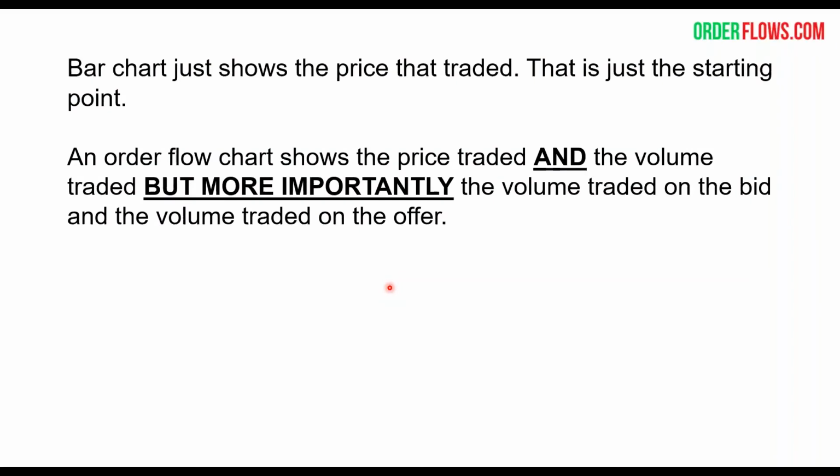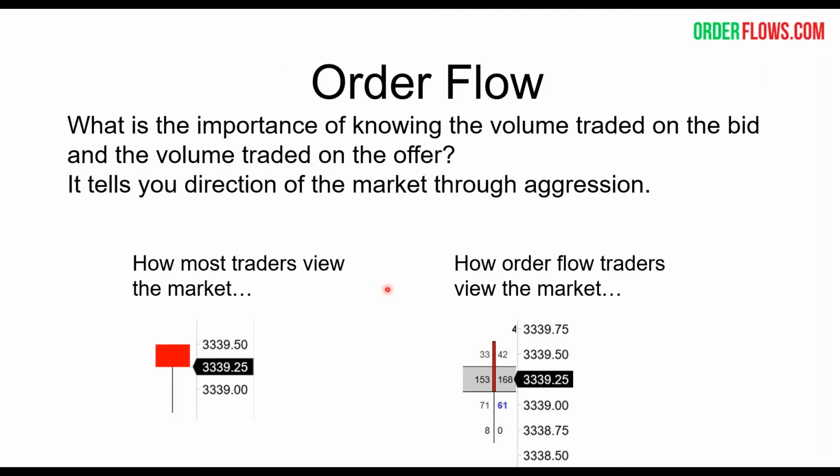So again, bar charts just show the price that traded, but that's just the starting point. An order flow chart shows the price traded and volume traded, but more importantly, the volume traded on the bid and the volume traded on the offer. So again, what would you rather have? Just knowing where the high and the low of the bar is, where the bar opened and closed, or knowing exactly what the volume was that traded.